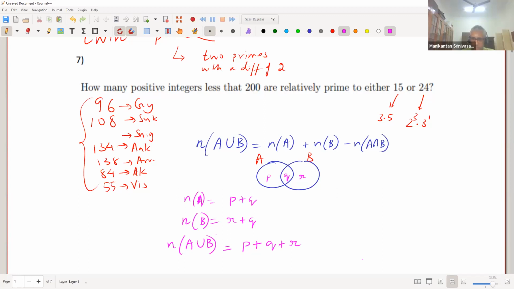But how can I generate my P plus Q plus R? It's nothing but P plus Q plus Q plus R minus Q, because Q is getting double counted. I'll subtract Q. And that's where this formula comes from.